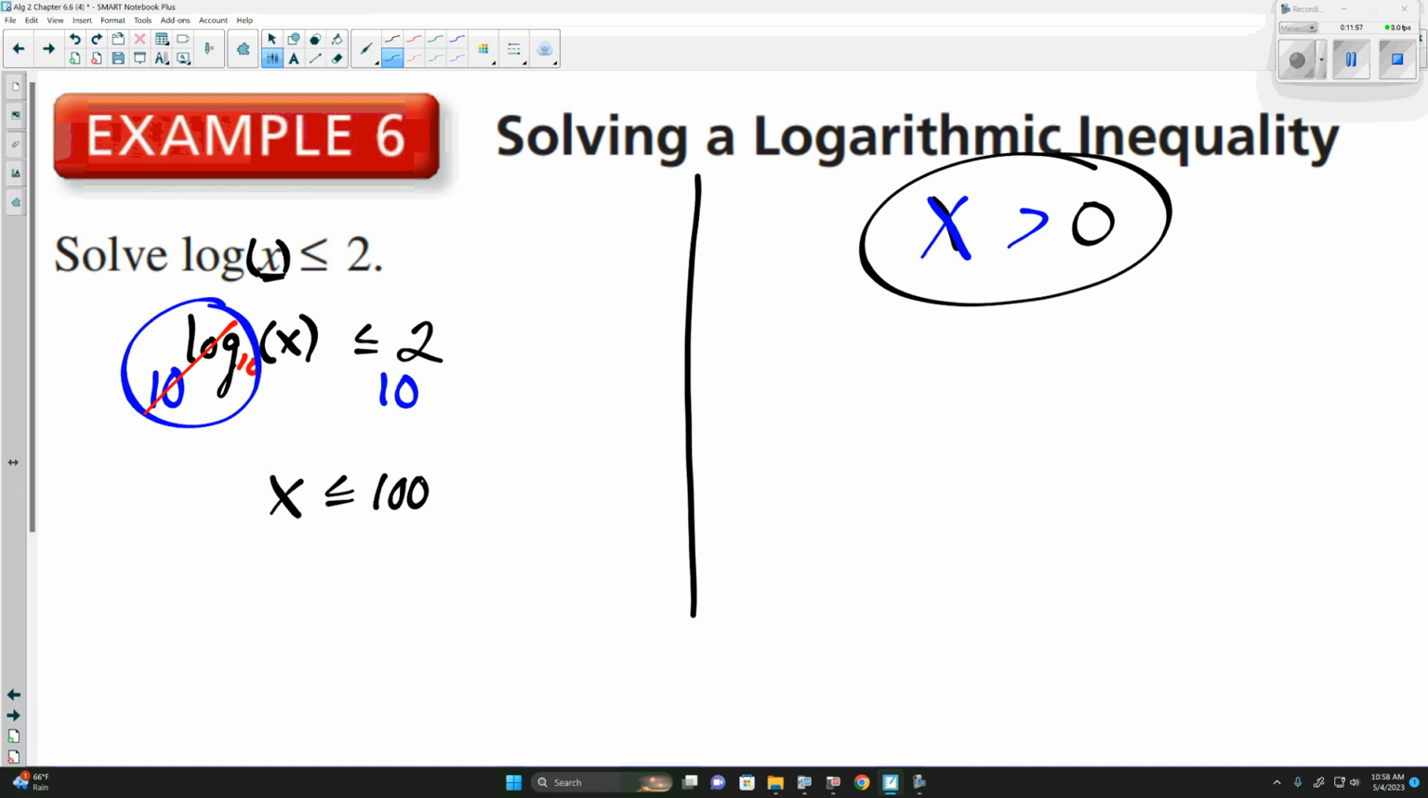X is by itself, so we did solve this here, yes? Now, we do need to look back at the restriction. X is greater than 0, yes? Is 0 less than or equal to 100? 0 is less than 100. Yeah. If these restrictions are a part of our solution, we have to add back in that restriction to it. So we have to tell it that, yes, x is less than or equal to 100, but x has to be greater than 0.